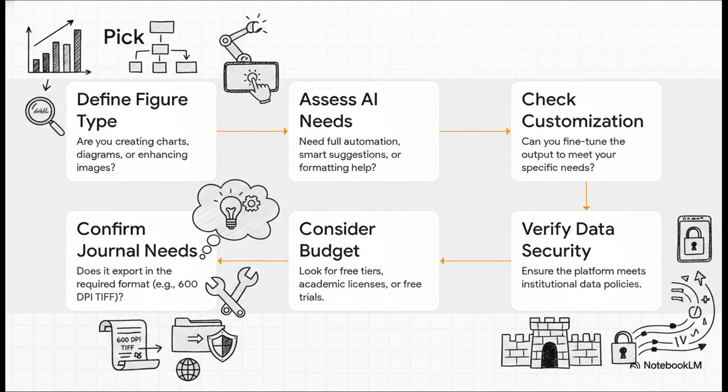And finally, step 6, double-check that the tool can export in the formats your target journal requires. We're talking about things like a 300 or 600 dpi TIFF or an EPS file. You don't want to get to the end and find out it can't deliver.